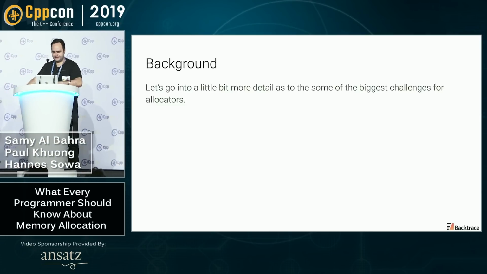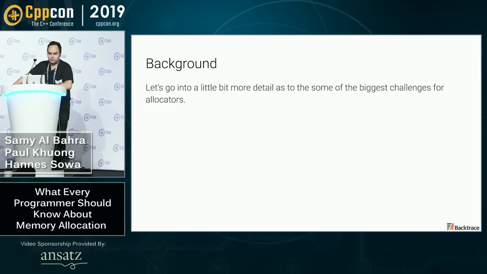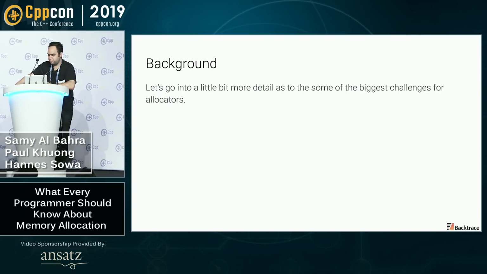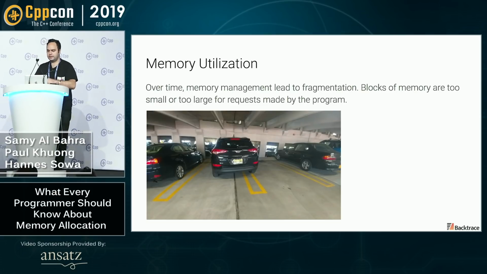So it's actually a really hard problem. The interface is simple, but there are a lot of challenges in building a general purpose memory allocator. Let's go into a little more detail about some of those challenges. One of the biggest problems is memory utilization. Your memory allocator needs to ensure that you are not wasting memory. And one of the biggest issues in memory allocators is fragmentation. Over time, blocks of memory are either too small or too large for the allocation requests made by the program.